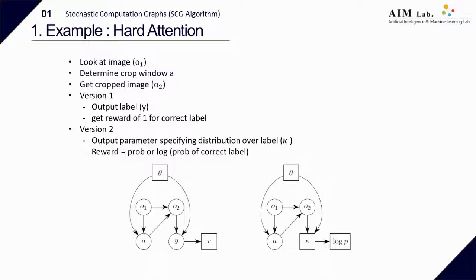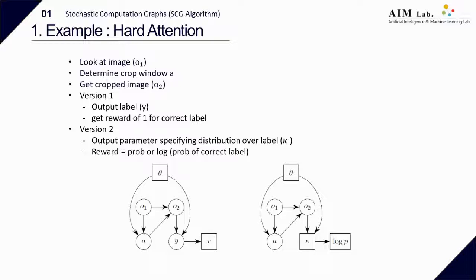So we construct a neural network in two ways. It gets the label of the cropped image. We give it a reward for getting the right label. There are two ways to define the loss. The first one is that the output is a label, like this one. If it is correct, the reward is 1, and 0 otherwise.